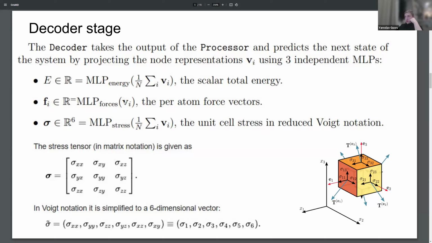Then the force is a function of the processed embedding of a particular atom. And I believe this is a typo, so it should be a three-dimensional vector F. And this thing is not invariant actually, so it depends on the choice of coordinate system, which is not so good. And also this force is not necessarily the gradient of this energy.